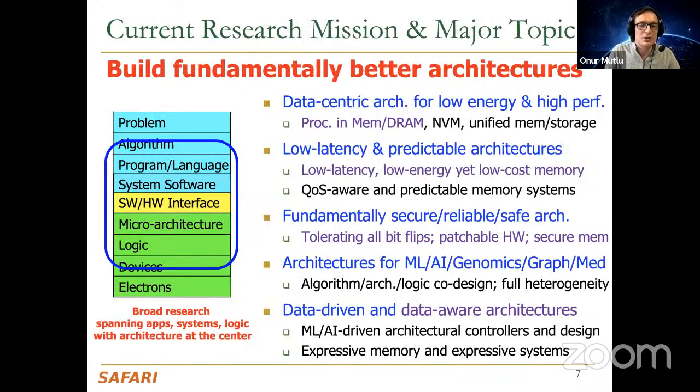So these are some research topics that are happening in my group. I'm not going to spend any time on the slide, but essentially this is what I just mentioned, the type of research that we're doing in my group also. We're doing broad research spanning applications, systems, and logic with architecture at the center.